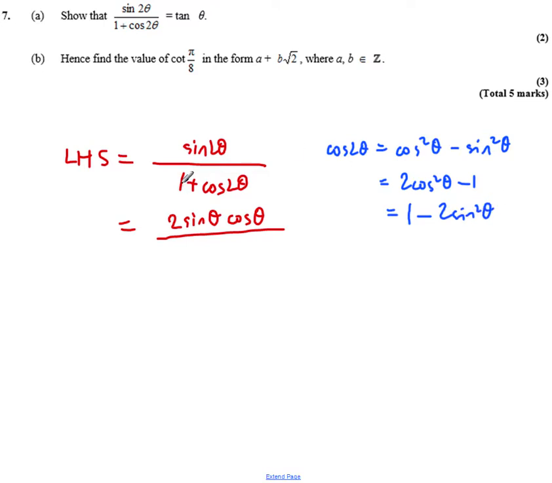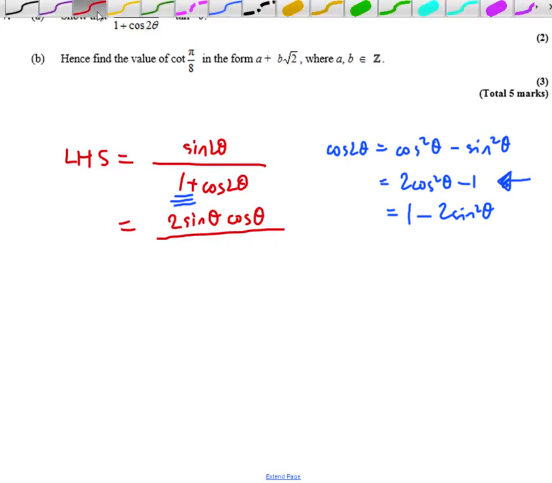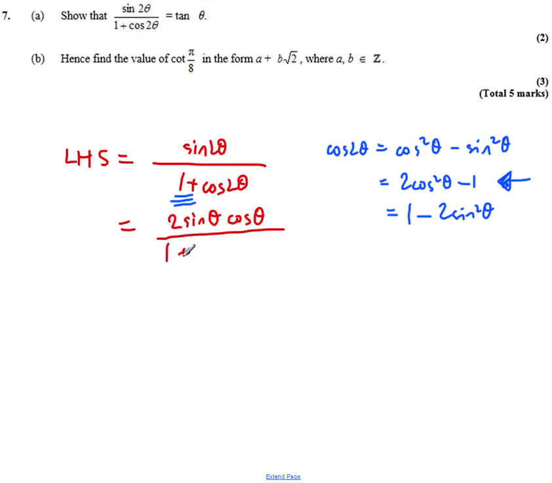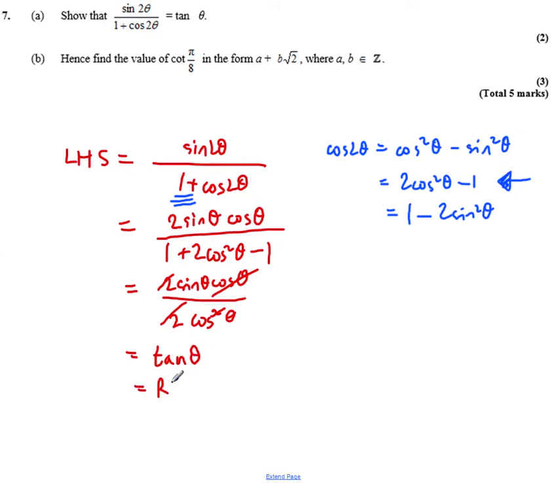Now if you look at this expression, there is a 1 plus on the bottom. So if we use this, then clearly we're deleting terms straight away because we're going to get 1 plus something minus 1, which is nothing. So it's worth using the second expression in the first place. 1 plus 2 cos squared theta minus 1, which is 2 sine theta cos theta over 2 cos squared theta. The 2's will clearly cancel. Cos theta gets rid of one of those, so we get sine theta over cos theta, which is tan theta, which is the right-hand side.